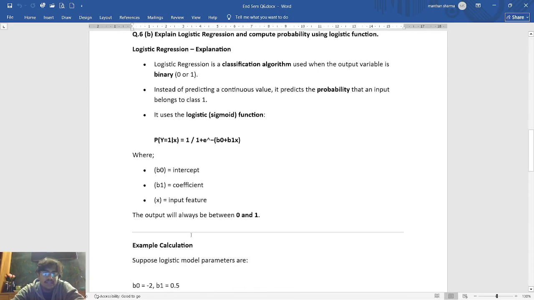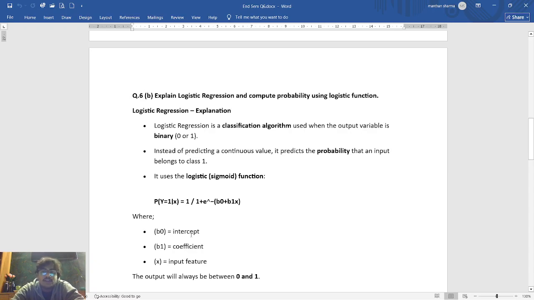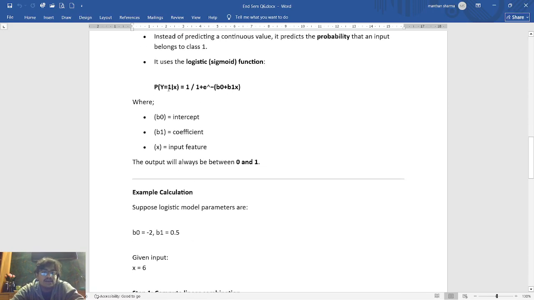Now moving on to the second part of question number 6. Here we are going to explain logistic regression and compute probability using the logistic function. Logistic regression is used when the output is binary, such as 0 or 1, spam or not spam, true or false, or disease or no disease. Unlike linear regression, logistic regression predicts probability. It uses the logistic function, also known as the sigmoid function, which is 1 upon 1 plus e to the power minus (b0 plus b1 into x). This transforms any number into a probability between 0 and 1.